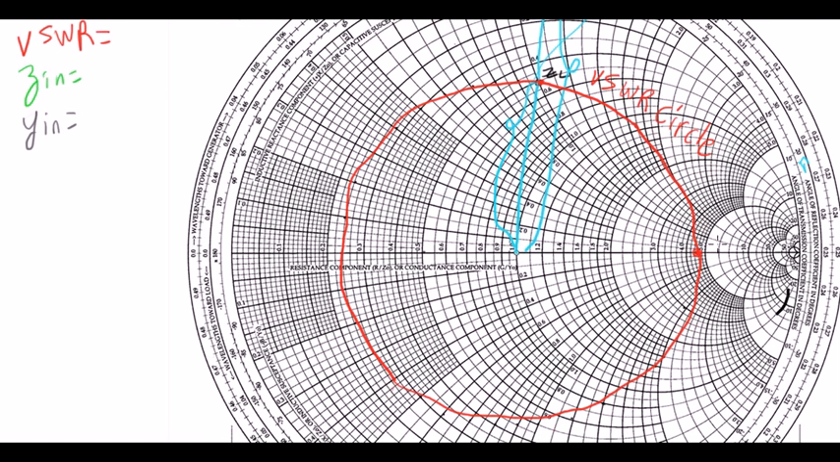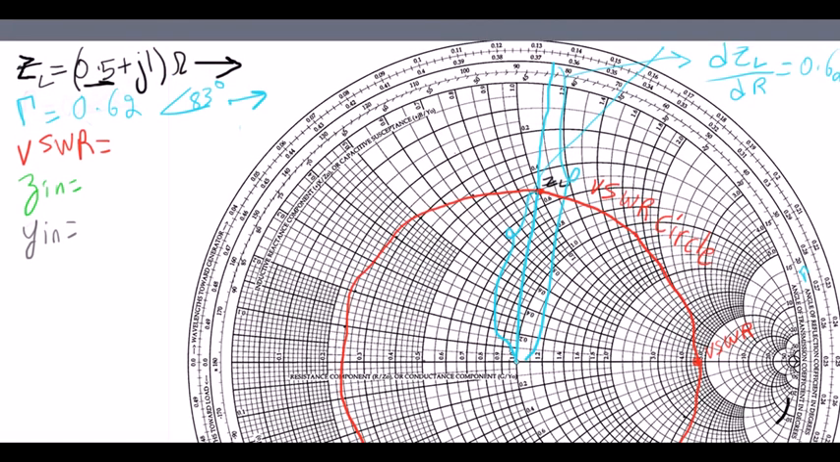So 4.26 for VSWR value. That is it. No equations, nothing. We just got the value right from the Smith chart. So now that we have our voltage standing wave ratio, we move forward for our input impedance. And the input impedance also can be obtained directly from the Smith chart.